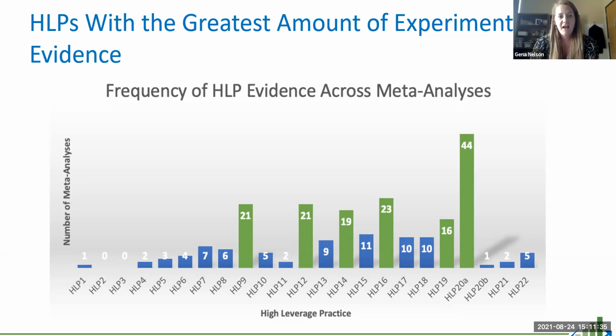One of the first questions that we wanted to answer was related to which HLPs are most investigated within meta-analysis research. As you can see from this graph, along the horizontal axis is an illustration of all of the HLPs, as well as along the vertical axis, the number of meta-analyses that we discovered that reported information on the high leverage practices. The HLPs that are highlighted in green are the HLPs that we identified as having the greatest amount of evidence from meta-analyses that we used to then inform the development of the resources with the Progress Center.